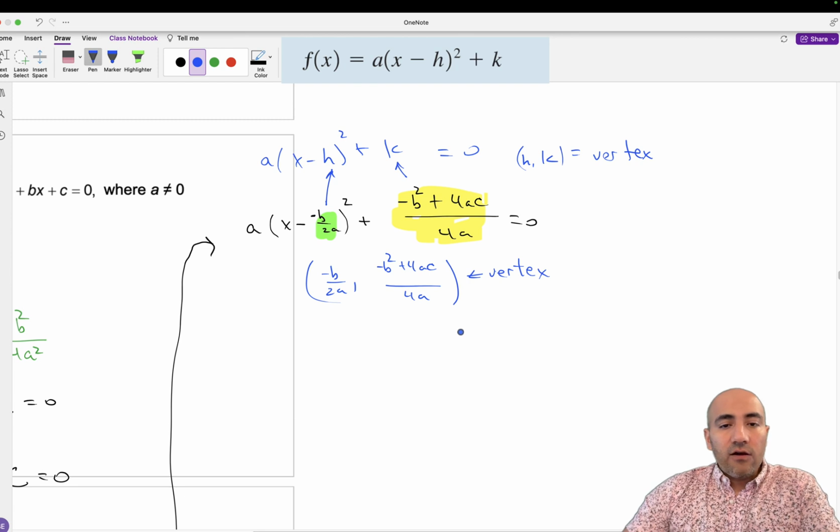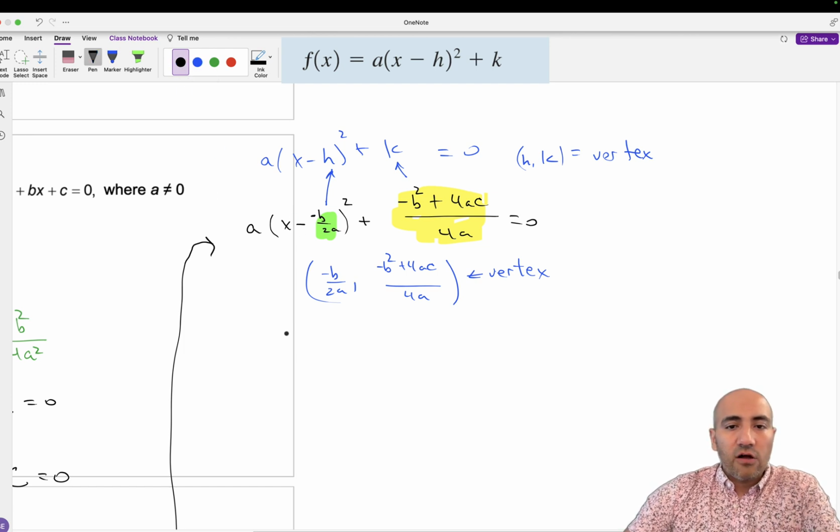Good. And for now, we can move on to the process of solving it. And so remember, for solving it, this is some constant. We move it over, divide by the a, take the square root of both sides, and then you can solve for x that way. So let's keep going with the process of solving it.